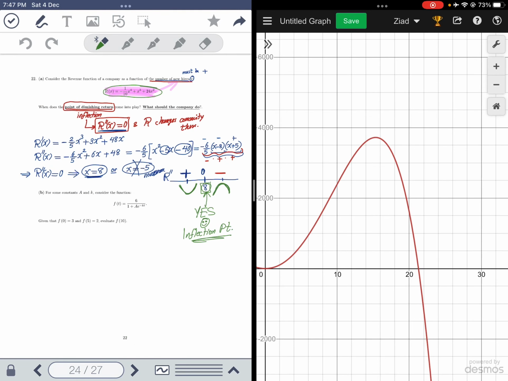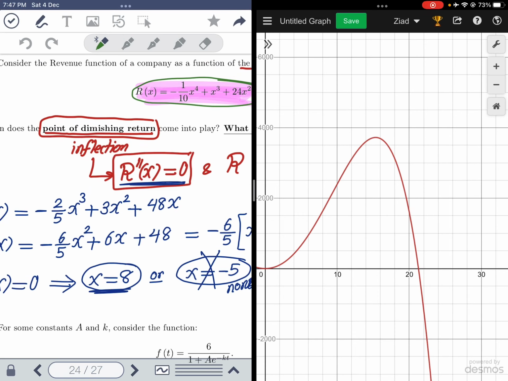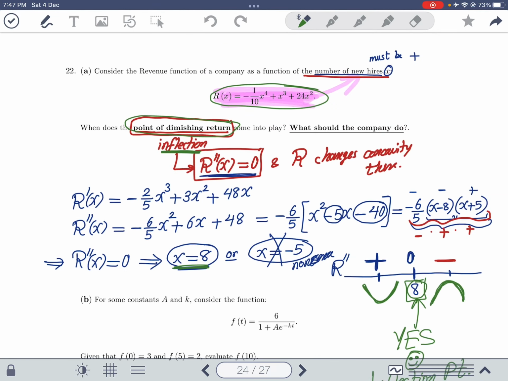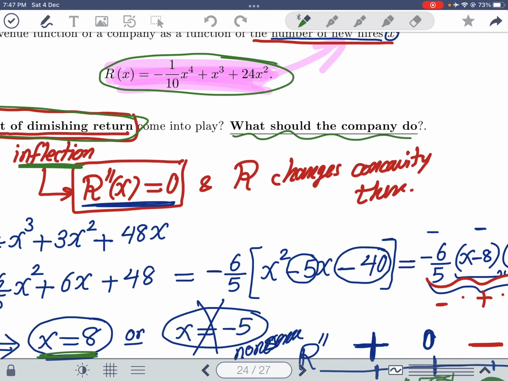So they say find the point of diminishing returns. It's the inflection point, and there was one, and it's at x equal 8. So what does this mean for the company? What should the company do is do not hire more than 8 new hires.